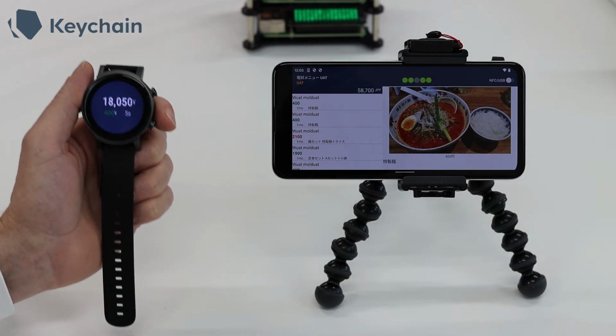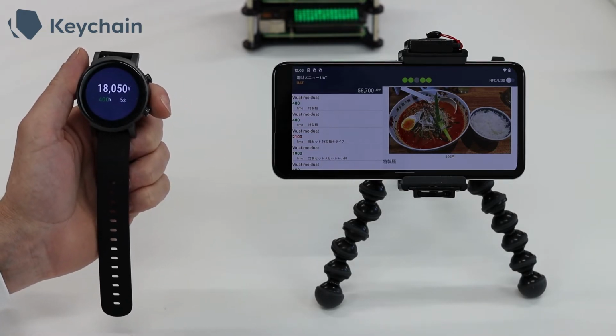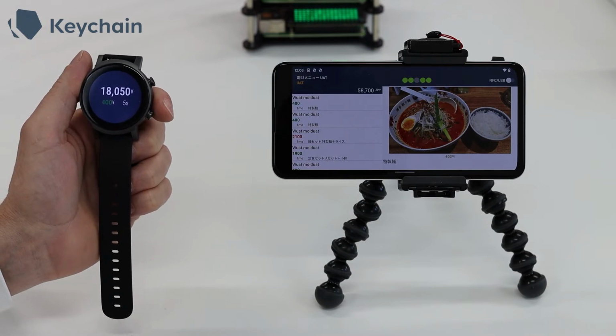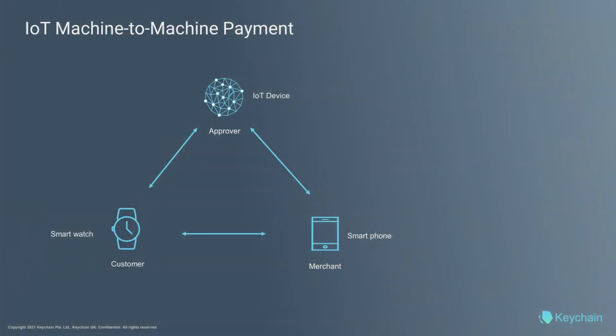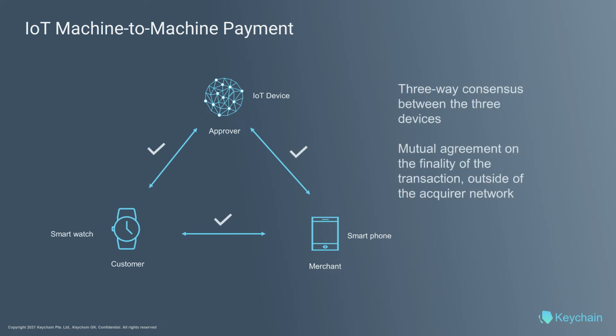Okay, so that transaction is now complete, as you can see with the flickering of the green light at the top of the screen. Now, what's happened here was a three-way consensus between the three devices where they have mutually agreed on the finality of the transaction outside of the acquirer network.